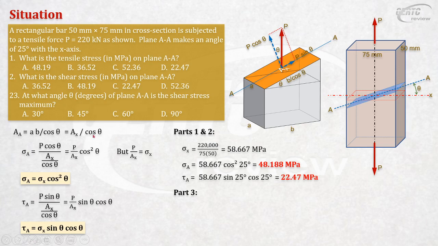Now, part 3. At what angle theta of plane AA is the shear stress maximum? So, that is with P given and with sigma x constant. Sigma x will not be affected by the plane AA. But notice that if the angle theta changes, this will change. If this angle changes, this will change. So what angle theta will make the shearing stress greatest? For some, they know this already, but let's derive it.